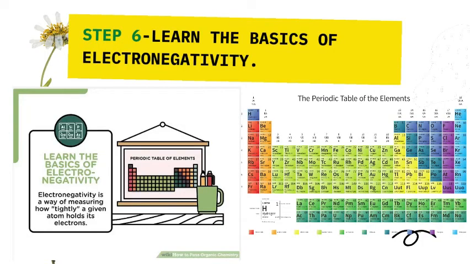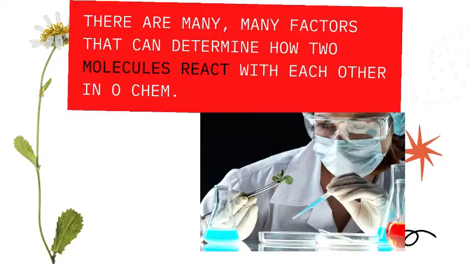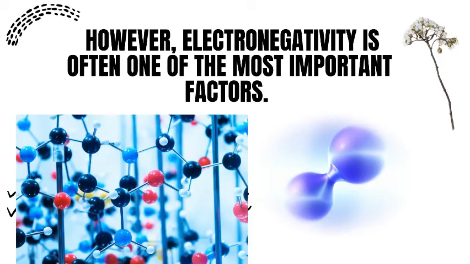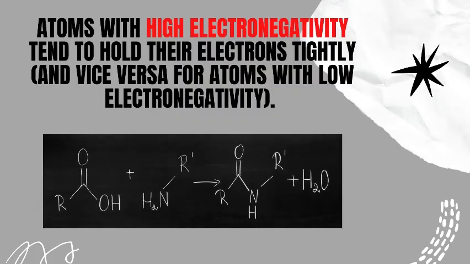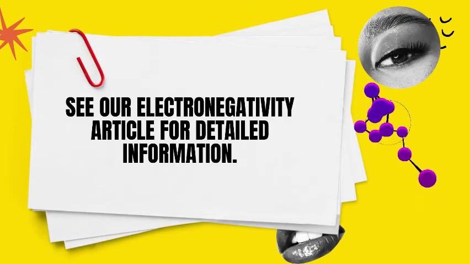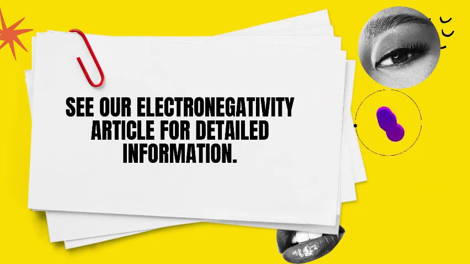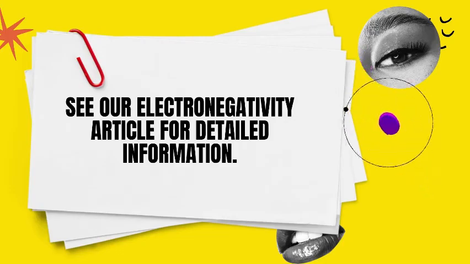Step 6: Learn the basics of electronegativity. There are many factors that can determine how two molecules react with each other in OChem. However, electronegativity is often one of the most important factors. Electronegativity is a way of measuring how tightly a given atom holds its electrons. Atoms with high electronegativity tend to hold their electrons tightly, and vice versa for atoms with low electronegativity. See our electronegativity article for detailed information.